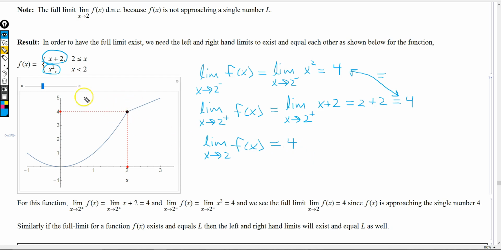We can also see this graphically over here. Here's the graph of what this function looks like. Notice, as x is approaching 2 from the right, f of x is approaching 4. And from the left, f of x is approaching 4. That red dot is right on 4 now. And so it also seems like our full limit should be 4, because no matter how we approach 2, we're approaching the same number. It's a single number. And so our full limit is the same as our left and right hand limits. And that's because our left and right hand limits exist and are the same number.